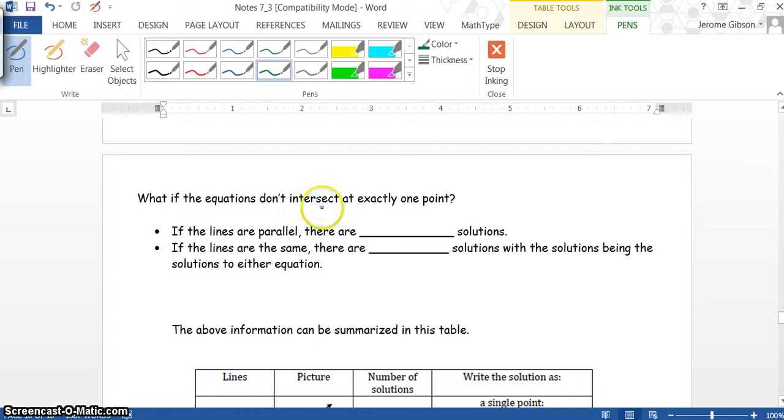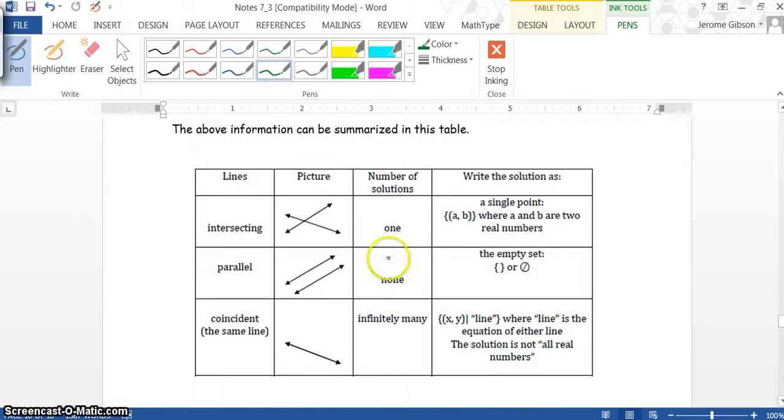Now, what if the equations don't intersect at exactly one point? If the lines are parallel, there are no solutions. If the lines are the same, there are infinite solutions, with the solutions being the solutions to either equation. The above information can be summarized in this table. And we saw that earlier.